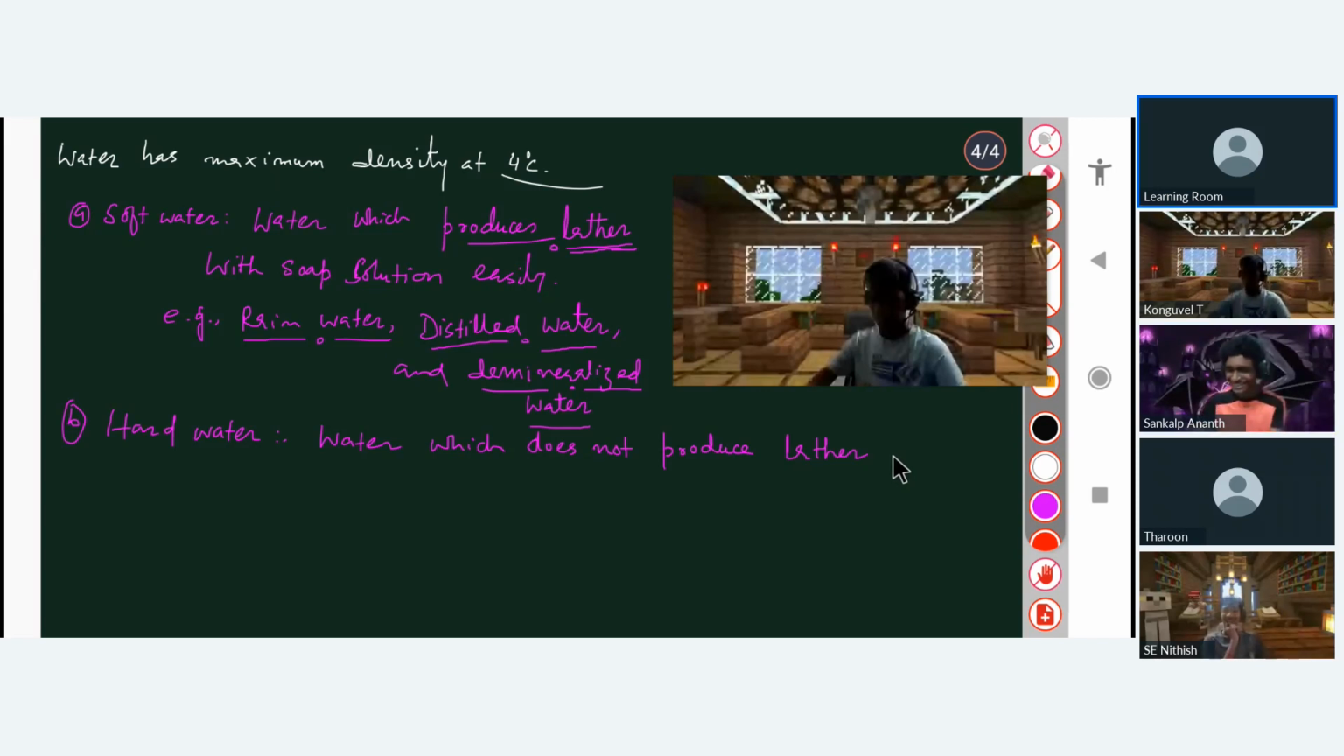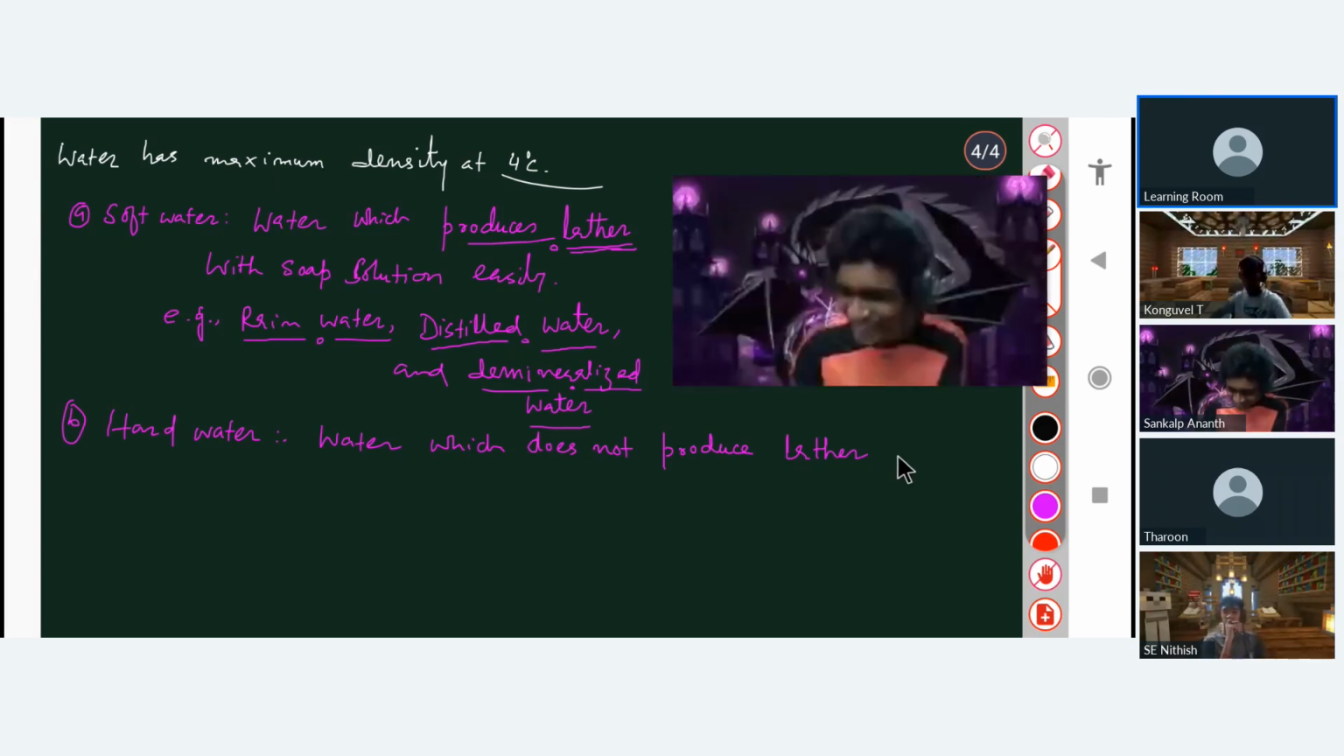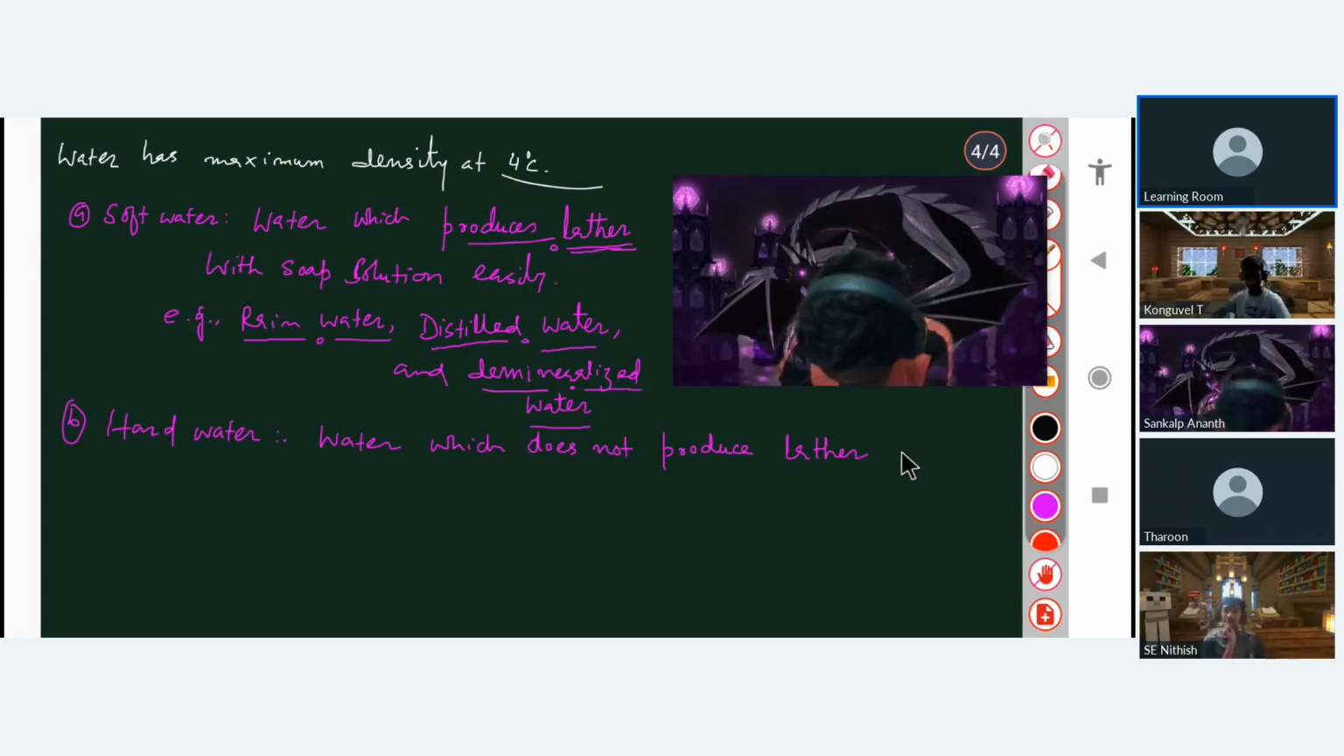Okay. See, I will tell you. That is not actually the complete soap. If we are using detergent, it can work easily in hard water. But soap cannot work in hard water. Soap works only in soft water. There is a difference between the soap and the detergent. I will tell it in detail.